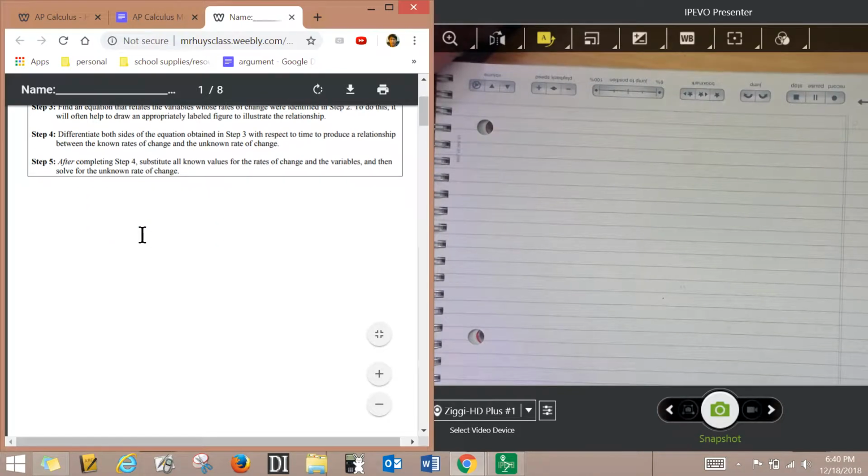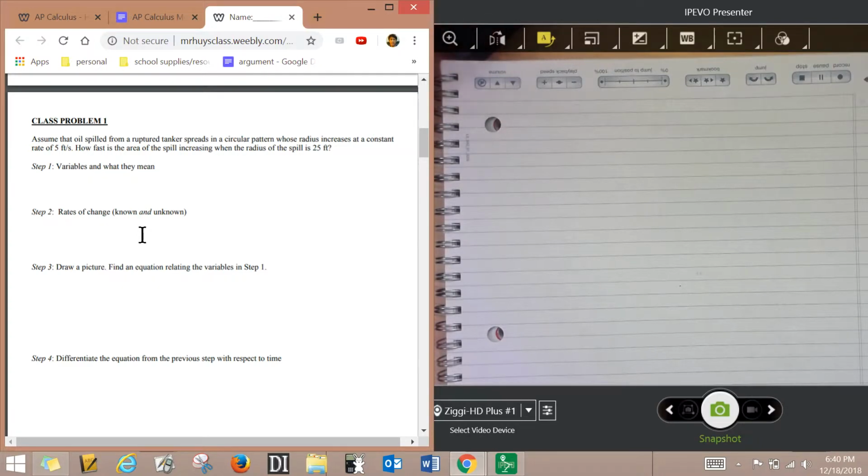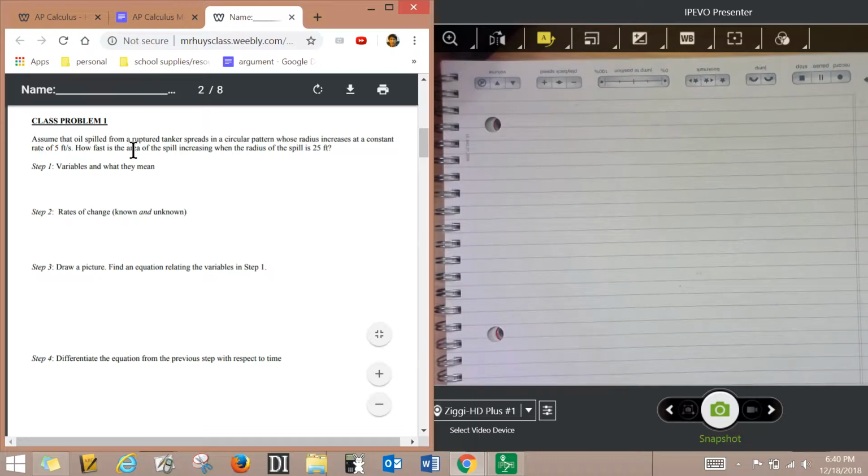All right, let's go down to the first class problem. So we're gonna do what's called related rates. Okay, so how do these problems work? We're gonna start this in 5-6, but the first class problem is: assume that oil is spilled from a ruptured tanker and it spreads in a circular pattern. That's very key right there. It's a circular pattern with a radius that increases at a constant rate of 5 feet per second. How fast is the area of the spill increasing when the radius of the spill is 25 feet?